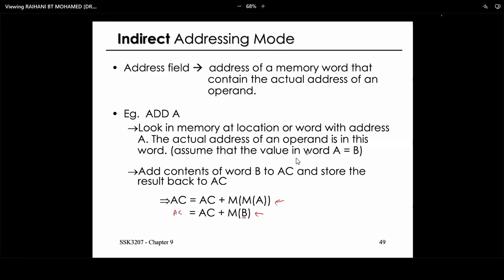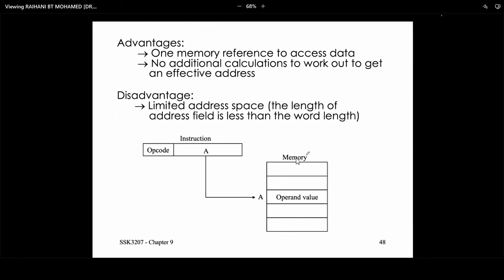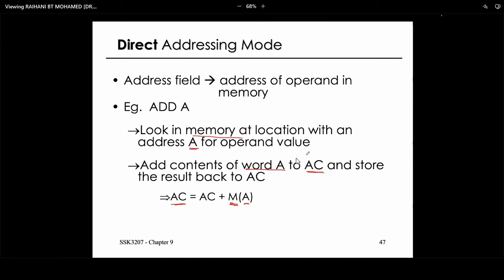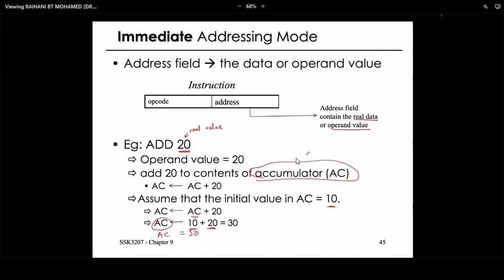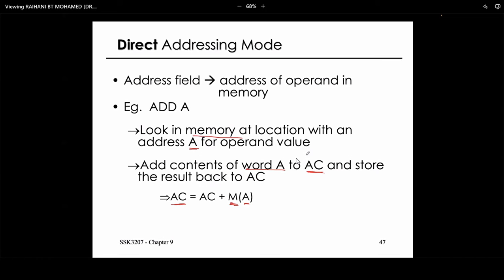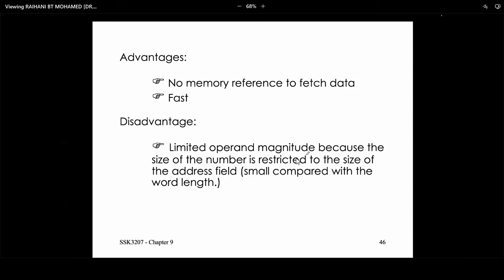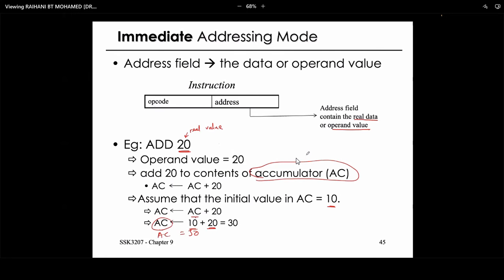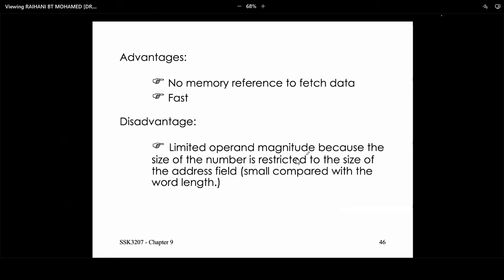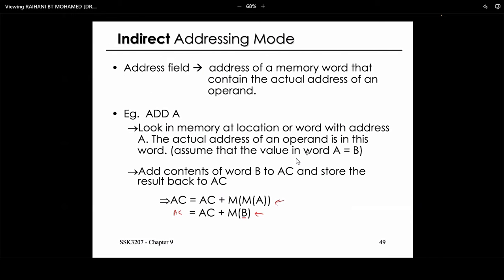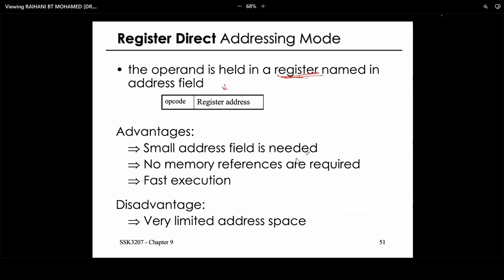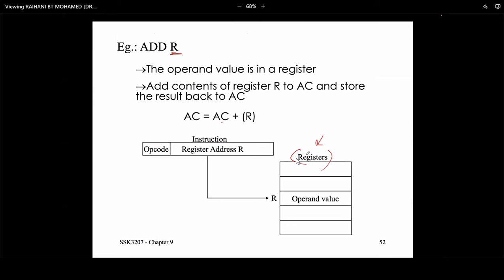Okay, so for the indirect addressing mode, it will use the memory. Same as direct addressing mode, it also uses the memory. And with the immediate addressing mode, it will not use the memory to fetch data. It uses the accumulator inside the CPU, inside the processor. So when you use the register direct addressing mode, you use the registers inside the processor.